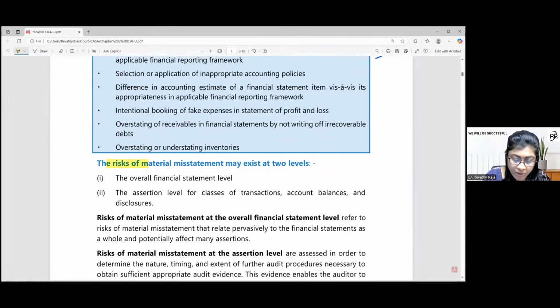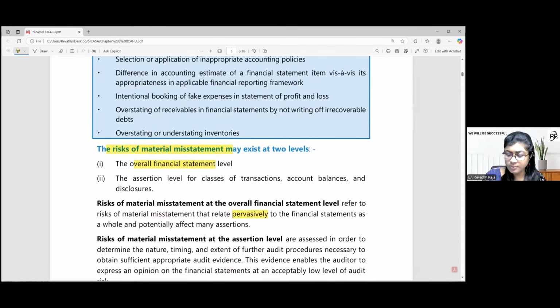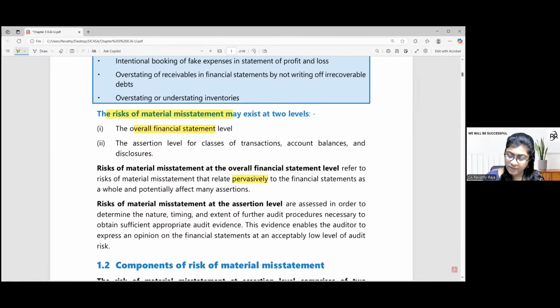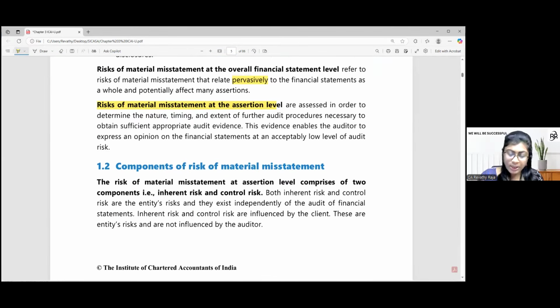Okay. Now, risk of material misstatement happens at how many levels did we say? Two levels: overall FS, which we said is pervasive, or assertion level, which is specific. Now, continue. Components of risk of material misstatement. ROMM has inherent risk and control risk. Can you reply whether the second page of ICA material is okay? And after every page, I want a reply.